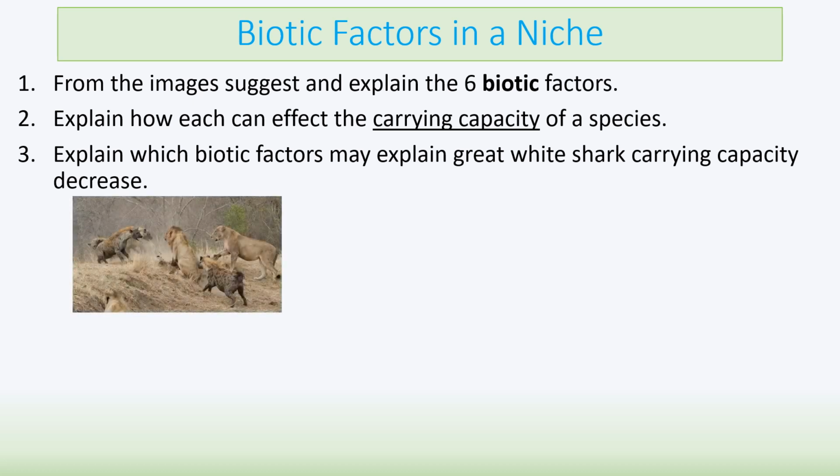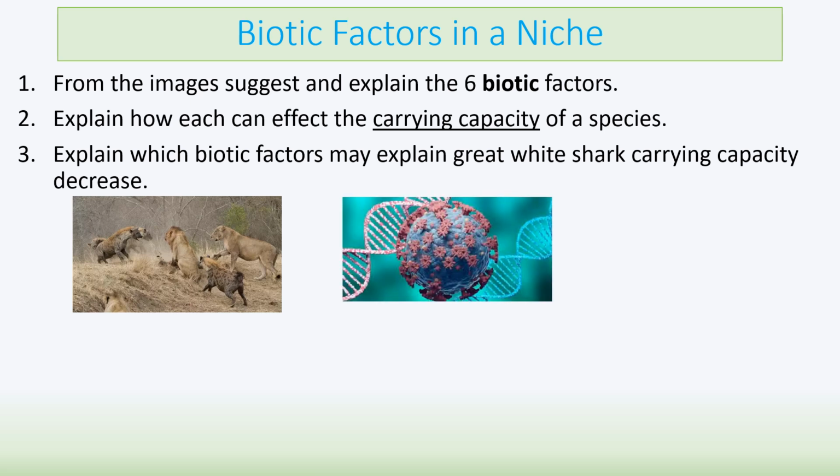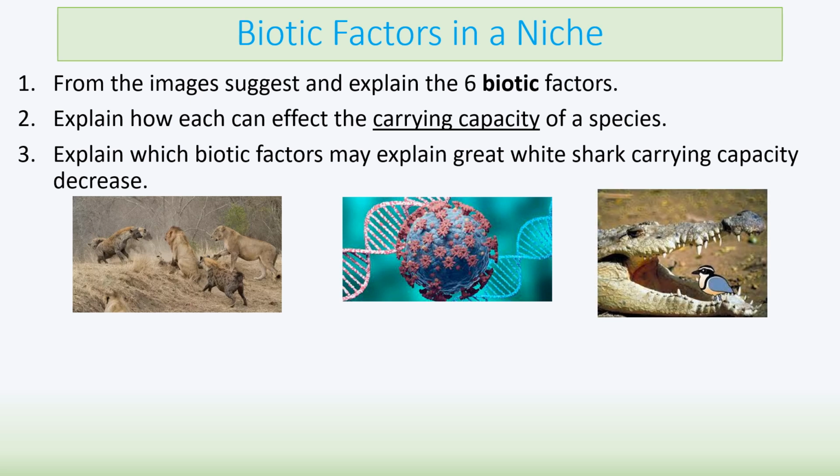So we have a look at these. We've got this one here. So biotic factor here. This is competition. Two different species competing for a kill. The hyena and the lions competing for whatever they have killed. So obviously the more competition there is, the less of those species are going to be able to survive. You've then got disease. Well, obviously the more bacteria, the more fungus present, the more pathogens are present, the less likely you're going to have a high carrying capacity.